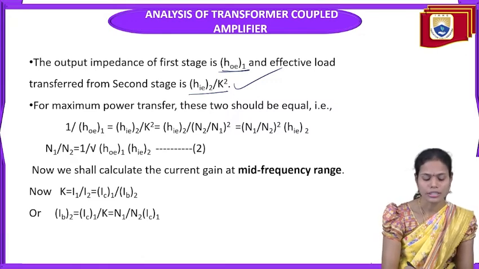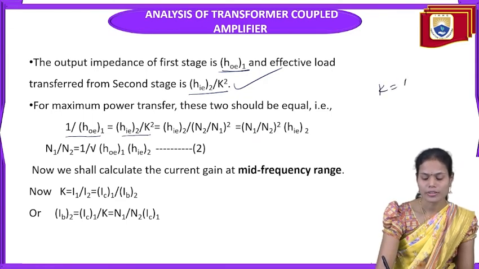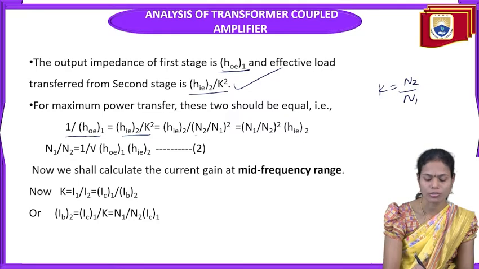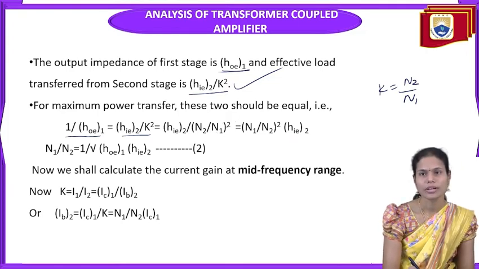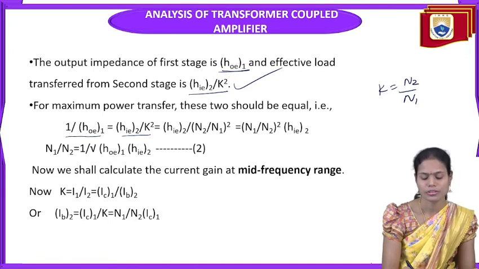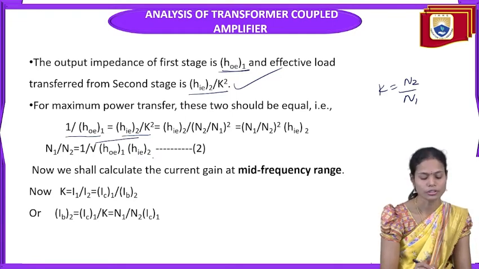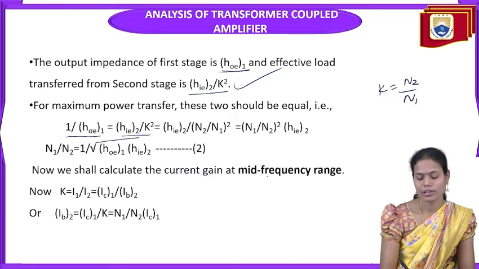In order to make them equal, I am taking 1 by hoe1 equal to hie2 by K square. And what is my K here? N2 by N1. So substitute that K value here. If we substitute, we will get hie2 divided by (N2 by N1) whole square. If we simplify this, we will get (N1 by N2) whole square into hie2. And from that, taking only the turns ratio, N1 by N2 equals 1 by under root of hoe1 into hie2. So that we can calculate the current gain in the mid frequency range of signals.